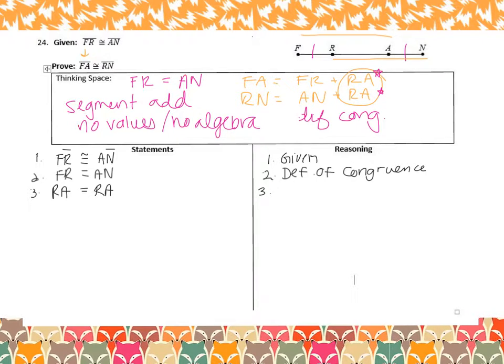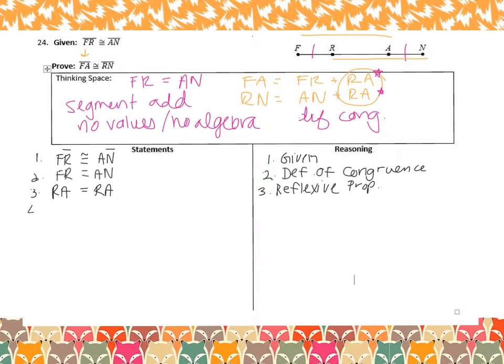Remember, it is that reflective property or reflexive property of equality that lets us say that the length of RA is equal to the length of RA. Now you might be like, what? Why in the world do we need that? Well, let's see what happens.